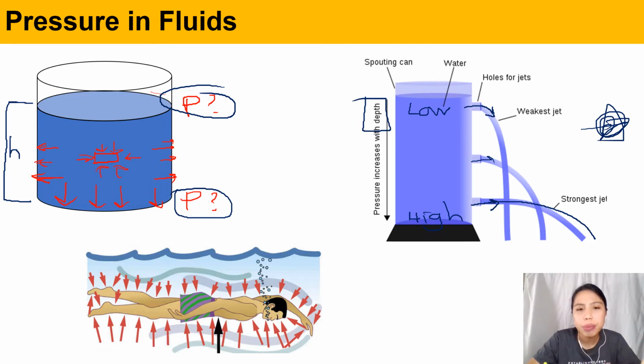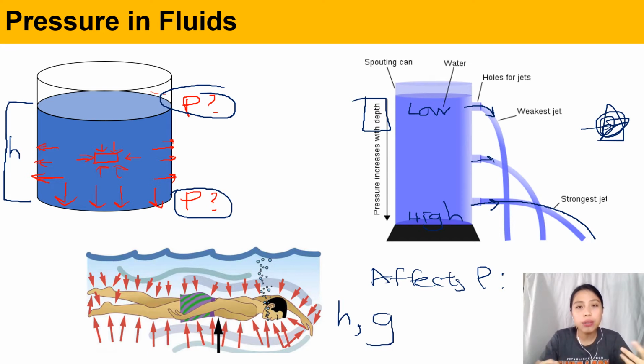So we have depth, and what else do you think will affect pressure? What affects pressure? We have depth, h, or d, whatever you want to use. I use h. We have gravity. We talked about gravity. If you're on another planet where the gravity is very, very big, it will pull all the H2O molecules down even more. Then the pressure at the bottom will be even more.